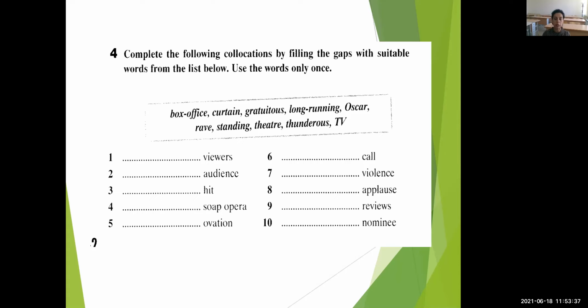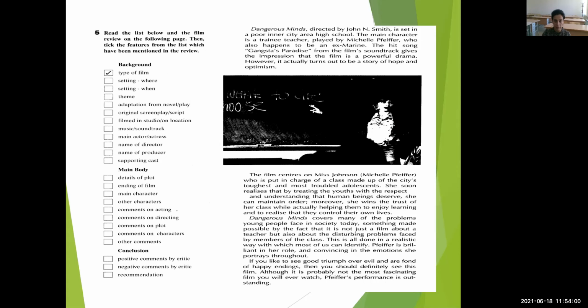So be attentive, please. Before completing this, you have to know their meaning. As some of these words are somehow synonymous, you have to be attentive not to misunderstand them, of course. And in order not to make a mistake, you have to know their meaning. So by filling the gaps, you have to make up some collocations. The next activity is, you have to read the list below and then the film review on the following page, which is given on the right side of your screen.